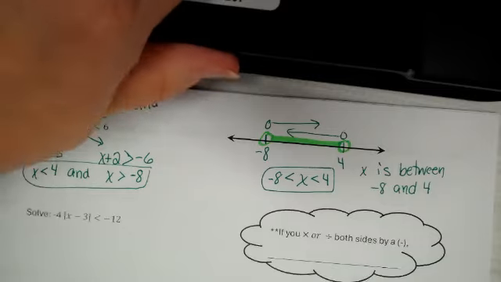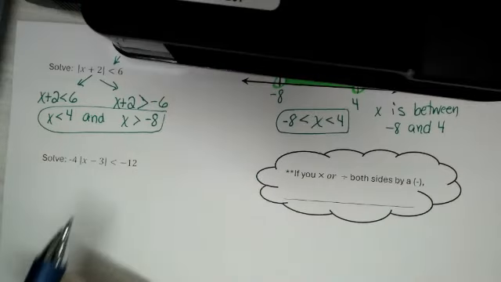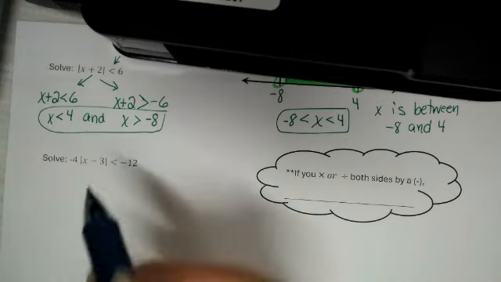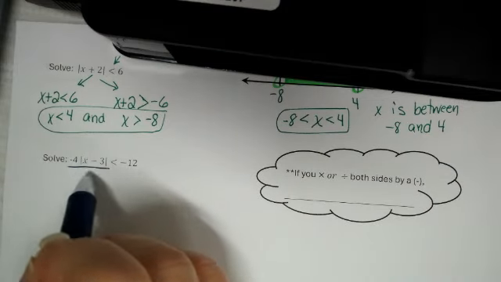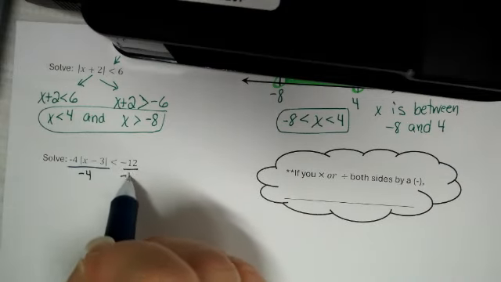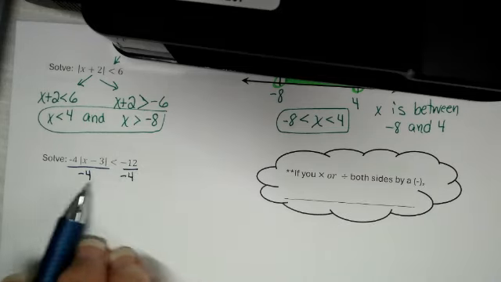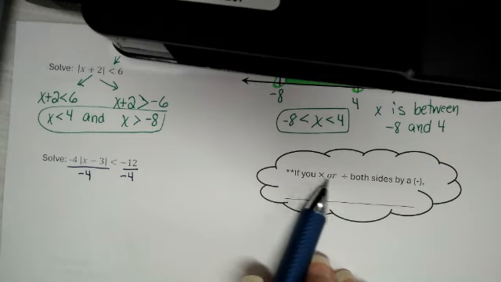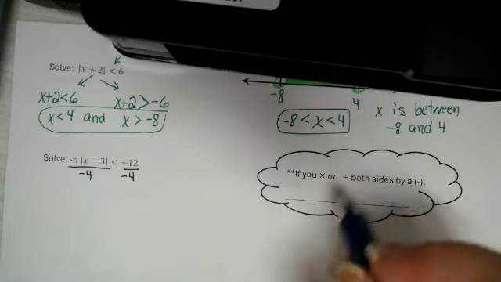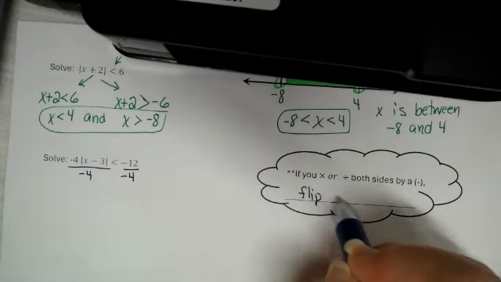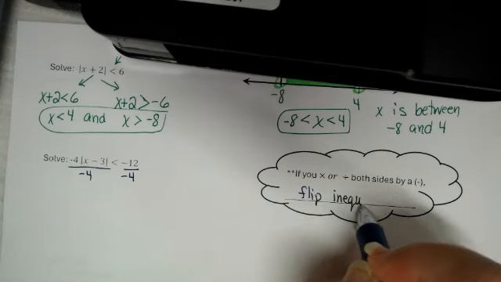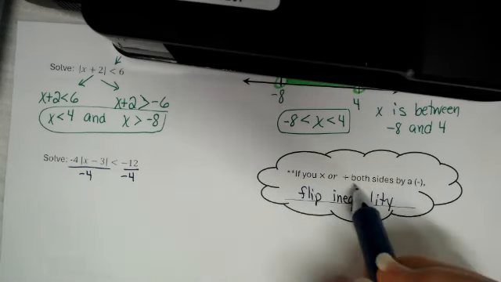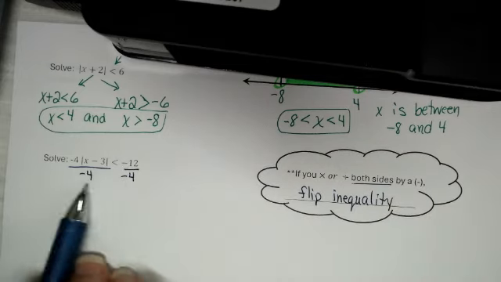All right, let's try this one. So this one, we have to isolate our absolute value before we start to solve, just like we did last lesson. So if I divide by -4, I divided both sides by a negative. We talked about this earlier. Here's another note. If you multiply or divide both sides by a negative, you flip the inequality. That is a huge thing to remember. It only happens if you multiply or divide both sides by a negative, which is what we're doing here.